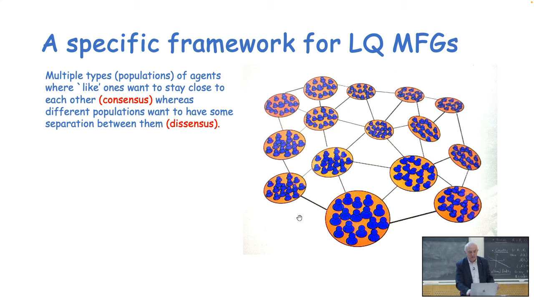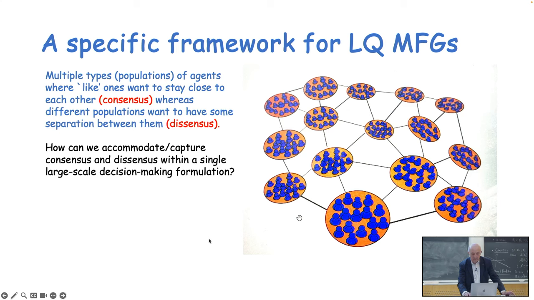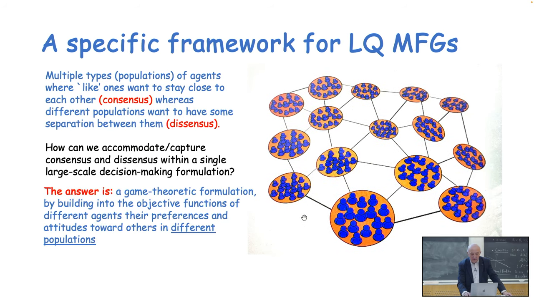So here you have multiple types of populations of agents where the like ones want to stay close to each other. So view these as like ones with infinite or very large population in each case. And they are connected to others which may not share their opinions. So we want to have consensus within each population, but we want to have dissensus across populations. So how can we accommodate or capture both consensus and dissensus within a single large-scale decision-making formulation? The answer is, again, a game theoretic formulation by building into the objective functions of different agents their preferences and attitudes toward others in different populations.